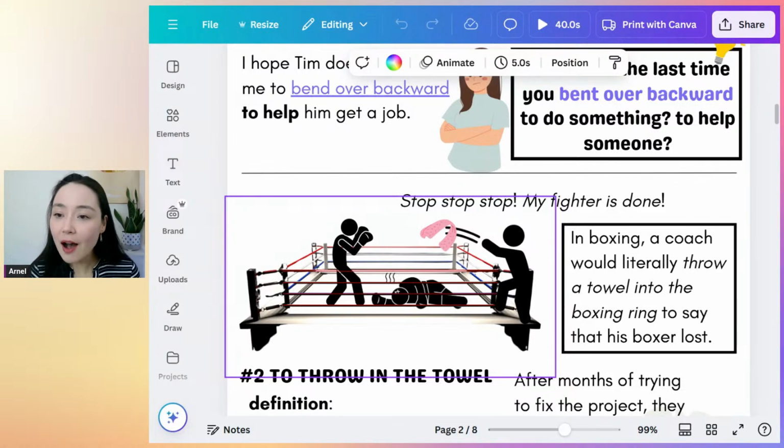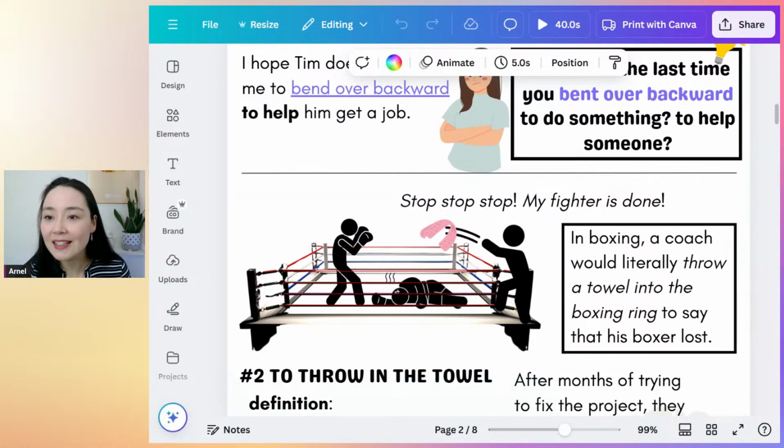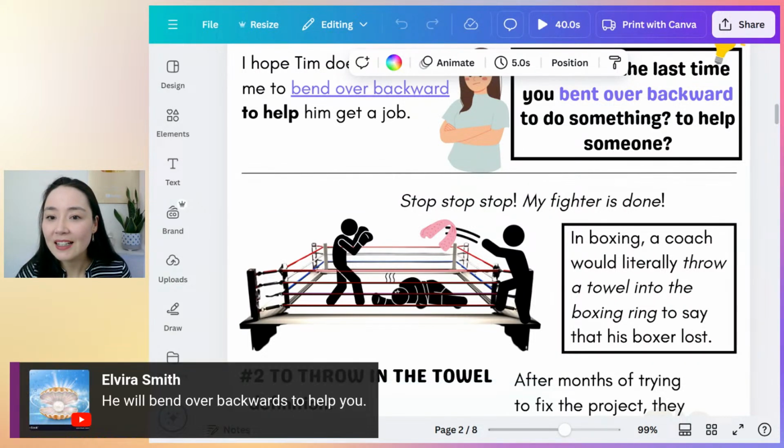And I'm looking at the comments and a lot of people are writing examples. Keep those examples coming. It doesn't matter if we moved on to another expression. I love seeing your examples. Elvira says, he will bend over backwards to help you. Yes, if someone's very helpful, they'll bend over backwards to help you. Nice. Really good.